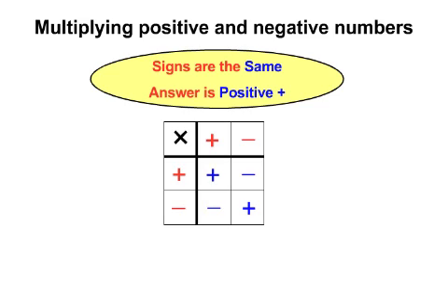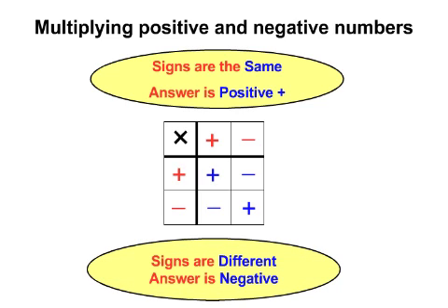Similarly, if I multiply a minus in the top row by a plus in the left hand column, trace the minus down from the top and the plus sign from the left across until they intersect. Where they intersect is the answer. And as you notice, it'll be a negative sign again. In other words, when the signs are different, in other words, plus and minus, the answer is negative.